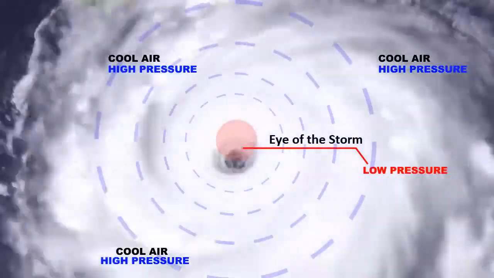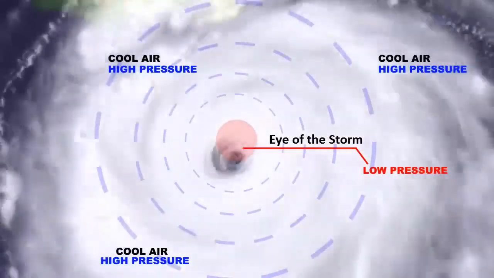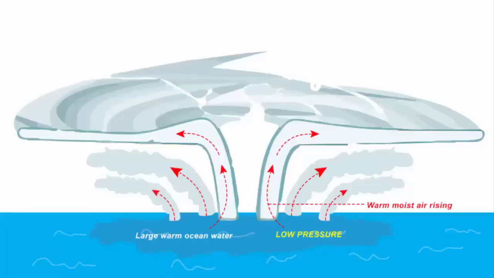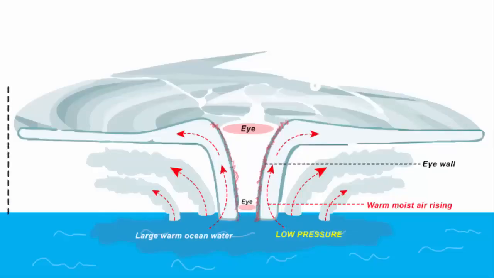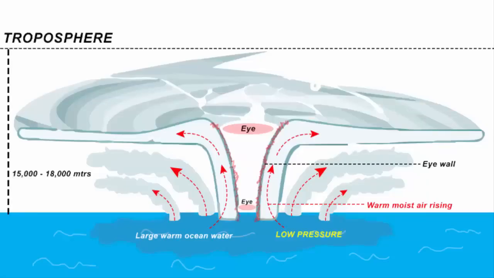So far we have seen the top view of a tropical cyclone, and this is what it looks like vertically. This is the eye of the storm. Around the eye is the eye wall. If you look at the height of the cyclone, the circulation of the tropical cyclone extends up to the troposphere. That is around 15,000 to 18,000 meters.